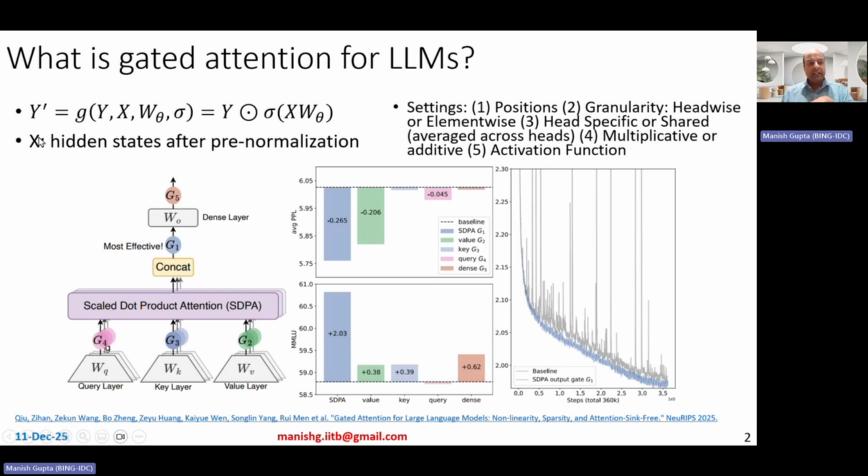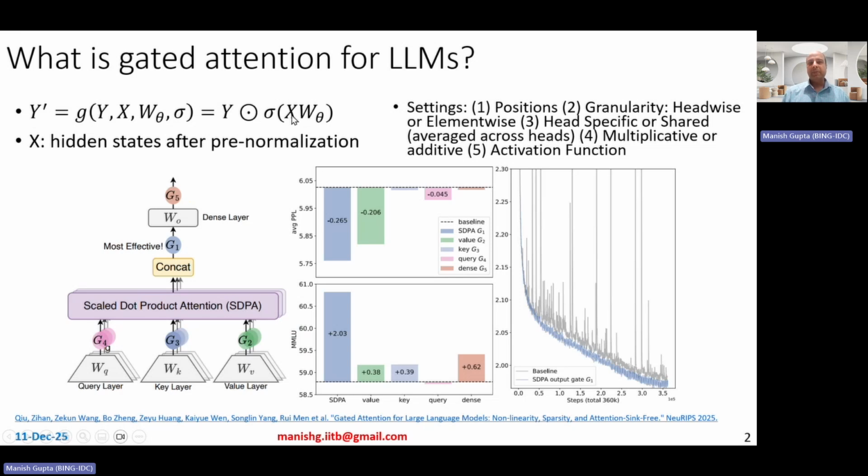A gate is represented using this kind of formulation. Wherever you want to introduce the gate, let's say I'm introducing a gate G1 here, what I want to do is modify the output after concatenation. So my Y is the output after concatenation. After gating, Y will become Y dash. The gating is done using a simple dense layer. It takes some input X, which here is the hidden states after pre-normalization. So after the pre-normalization is done, you take the hidden states and that's your X.